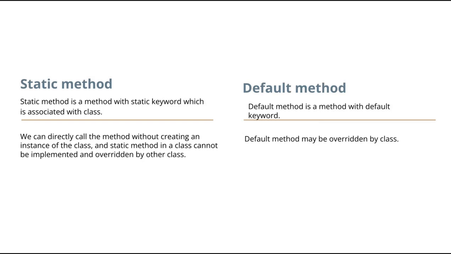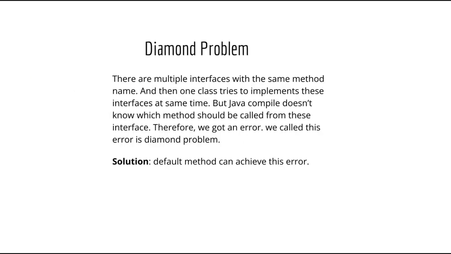Now the default method. A default method is a method with the default keyword. The default method may be overridden by a class. The default method can handle the diamond problem. Before Java 8, we had the diamond problem, but I'm not sure whether you have met this question before.